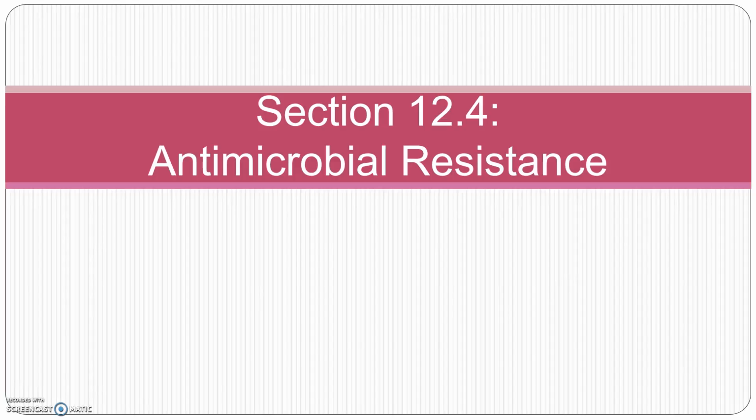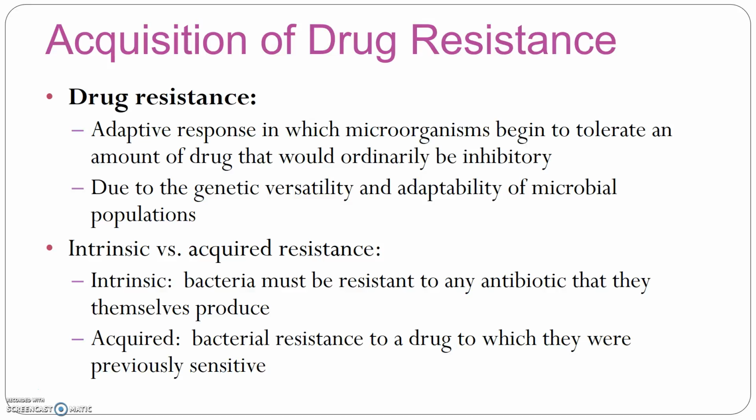All right, we'll continue on to section 12.4. This is talking all about antimicrobial resistance, which we hear about all the time these days. So, in regards to drug resistance, essentially, drug resistance can be a response naturally by the microorganisms. It's thought to be an adaptive response that allows the microorganism to start tolerating a drug that would ordinarily kill it or be inhibitory. So it's thought that just because of the genetic versatility and the fact that there are so many microbes out there, they can, over time, adapt to particular drugs that might be in the environment.